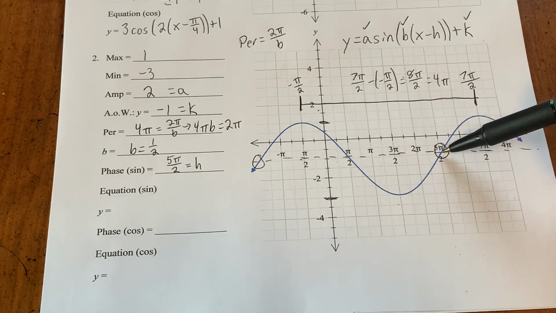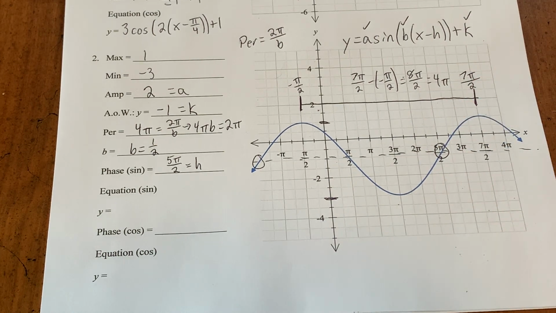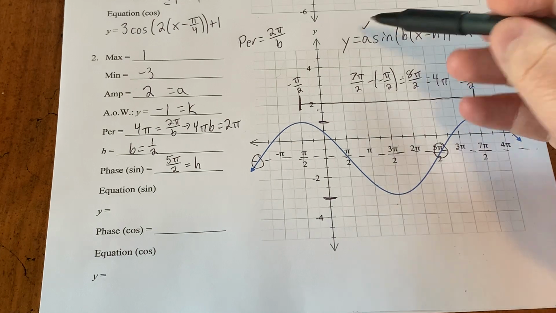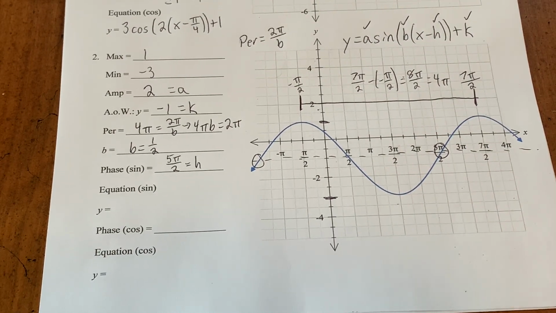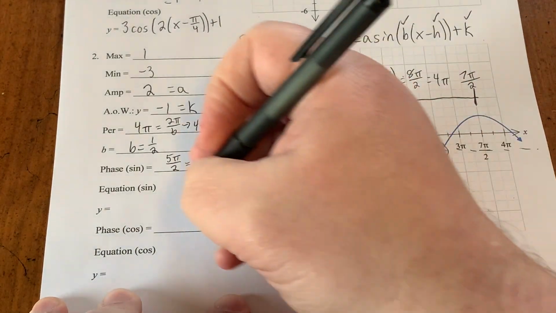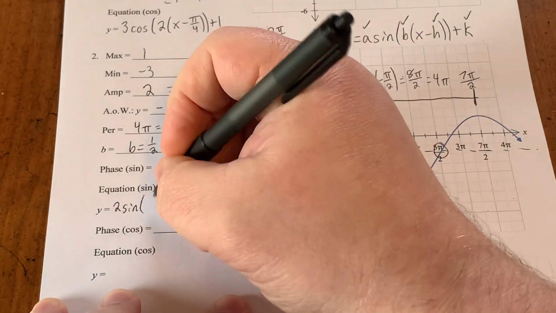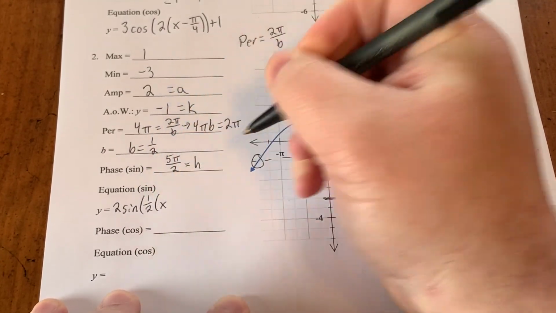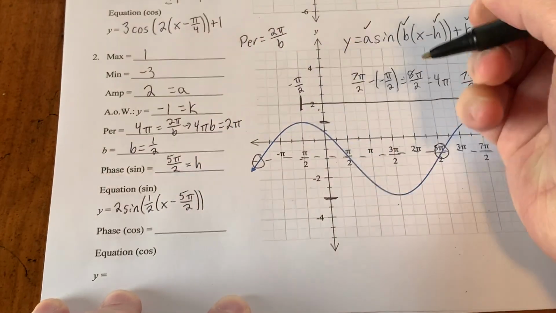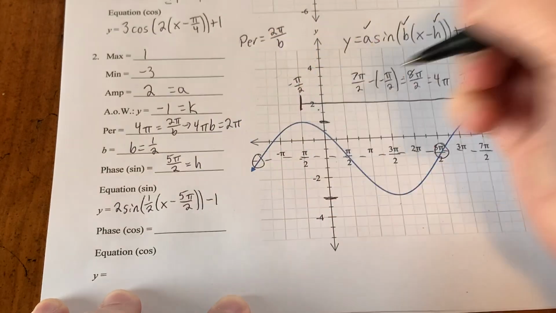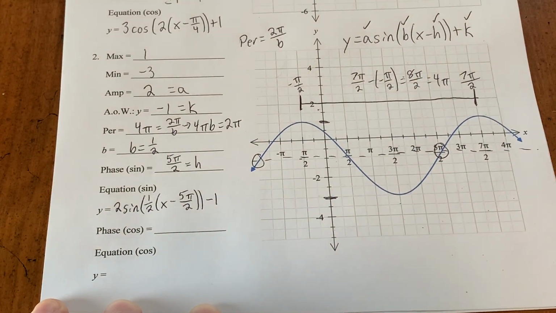Normally, if there was no phase shift, this point would be on the y-axis, but we've moved it right 5 pi over 2. So that's h. So we have a, b, now h and k, and we just fill in. Y equals a, which is 2, sine of b, which is 1/2, times x minus h, which was 5 pi over 2, plus k, which was -1. So this equation models that function.